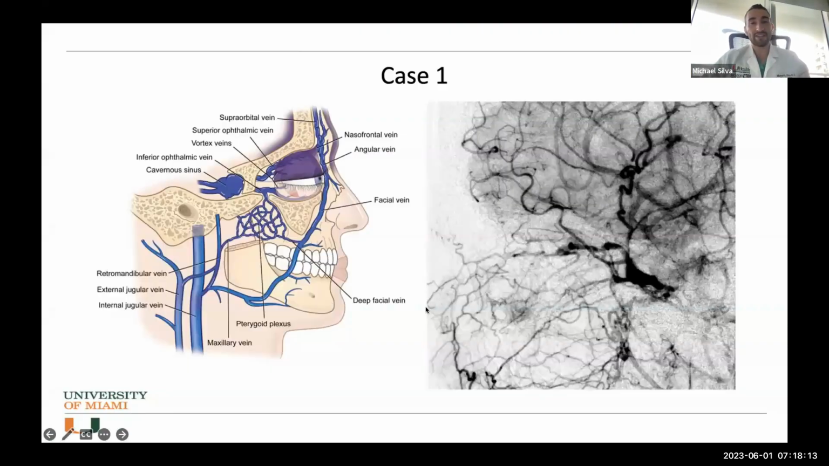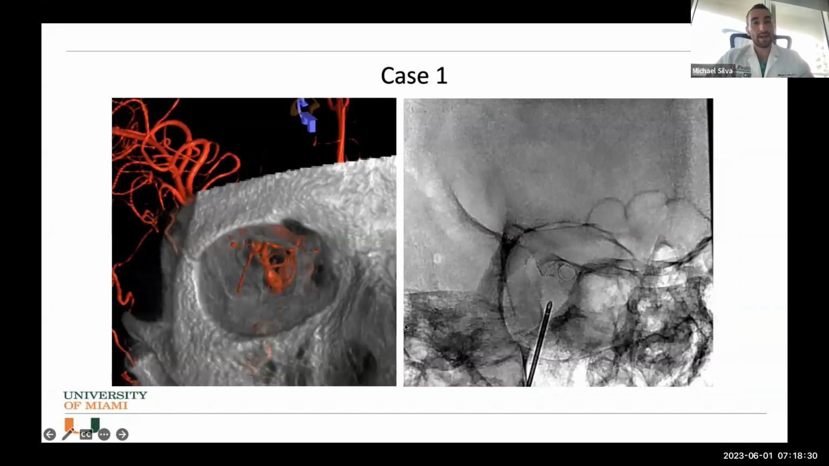So there are many creative ways to get into the cavernous sinus, to get into the vein. And I won't go through all of them, but in this case, as we saw, the prominent venous outflow into the eye meant directly accessing that vein turned out to be the best option. So how do we do that?